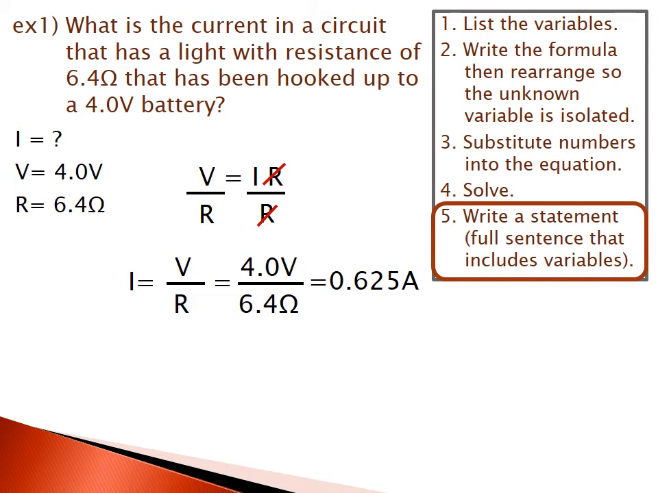I'm going to finish by writing a statement. I'm going to take the question and turn it into my statement. I decided to cross out "what is" and then change the back half to "is 0.625 amps." So the statement will read, the current in a circuit that has a light with resistance of 6.4 ohms that has been hooked up to a 4.0 volt battery is 0.625 amps.